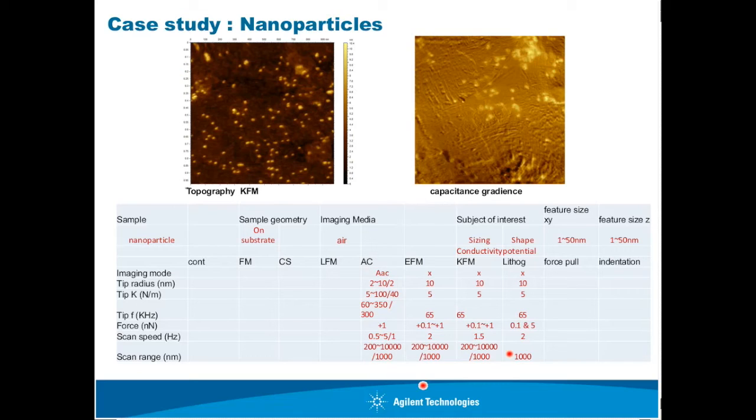All right. I also list a bunch of imaging modes like EFM, KFM. Now, EFM, KFM can be used to detect electrical property.